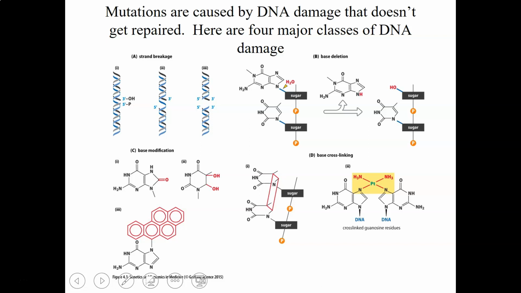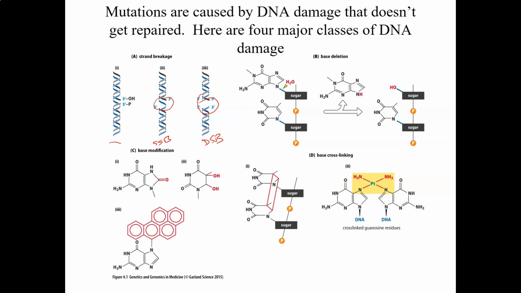So here's some types of damage that can occur. You can actually break the DNA. Over here we've got a double-stranded helix. You can break that DNA. You can do a single-stranded break. You can see right here this little black strand is broken, or you can have what's called a double-stranded break. So we'll call this a single-stranded break and a double-stranded break, and we will look at those in some detail.